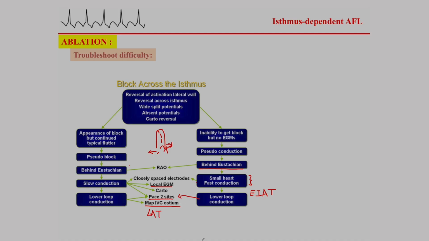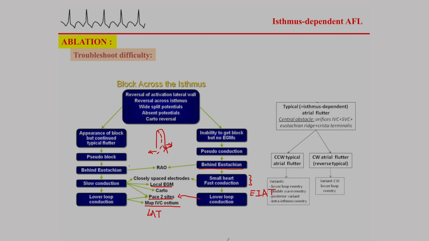And at the end, you can have just this lower loop conduction that is responsible for this pseudo conduction that is the posterior conduction through the CTI. In this example, we will have the inducible flutters with a lower loop. So here we can make a more lateral ablation to achieve a successful ablation in this case sometimes.